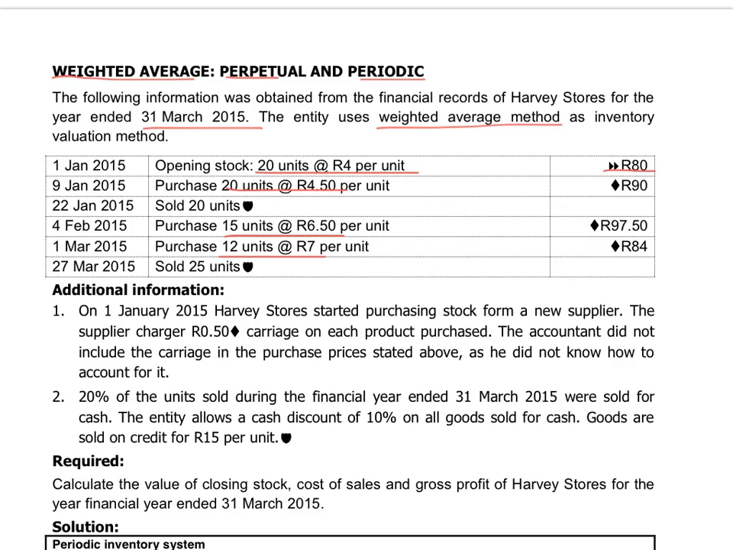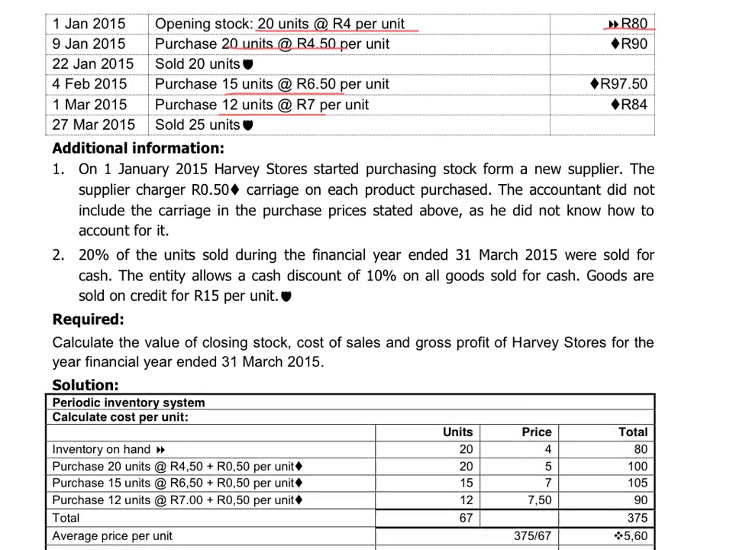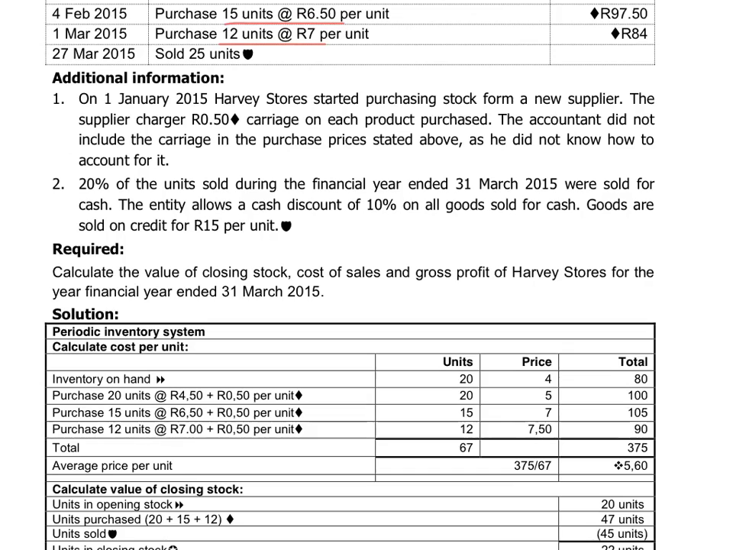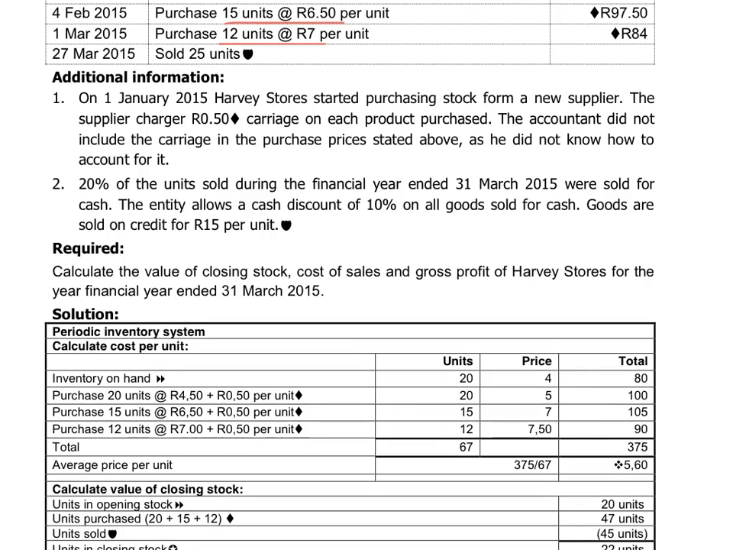So if we want to calculate the inventory on hand at the end of the year, we will start with the opening inventory of 20 units at 4 Rand each, 80 Rand. Then we bought 20 units at 4 Rand 50. And if you read in the additional information, you will see that they started buying stock from a new supplier, and that this new supplier charged 50 cents carriage on each product.